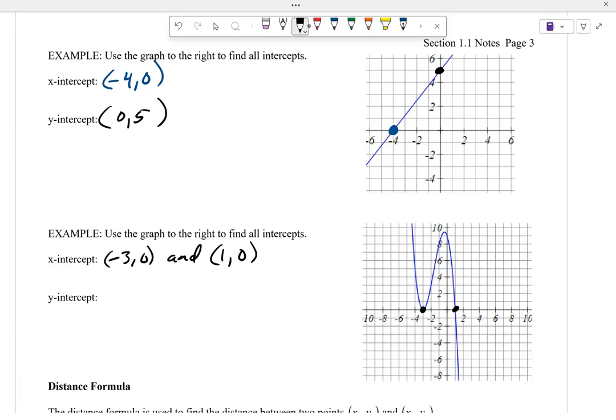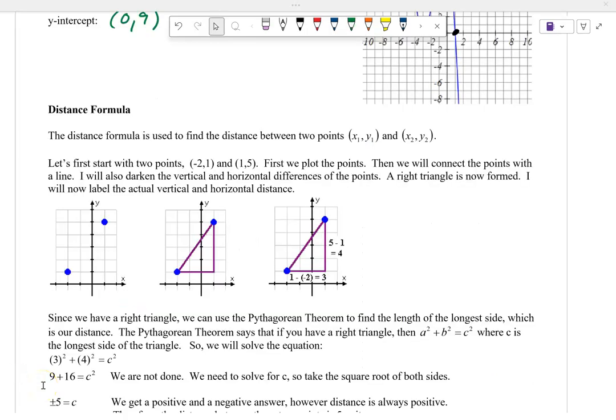And then it has a y-intercept of, looks like it hits about right there, 9, right? So it has a y-intercept of 9 on that. All right, so that's finding x and y intercepts from a graph. We'll also later do some where we're finding them algebraically as well. But let's talk about the distance formula.